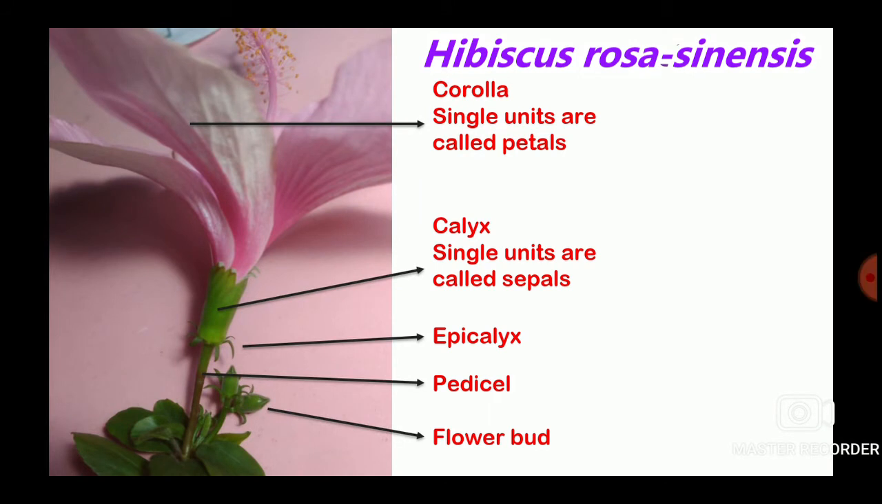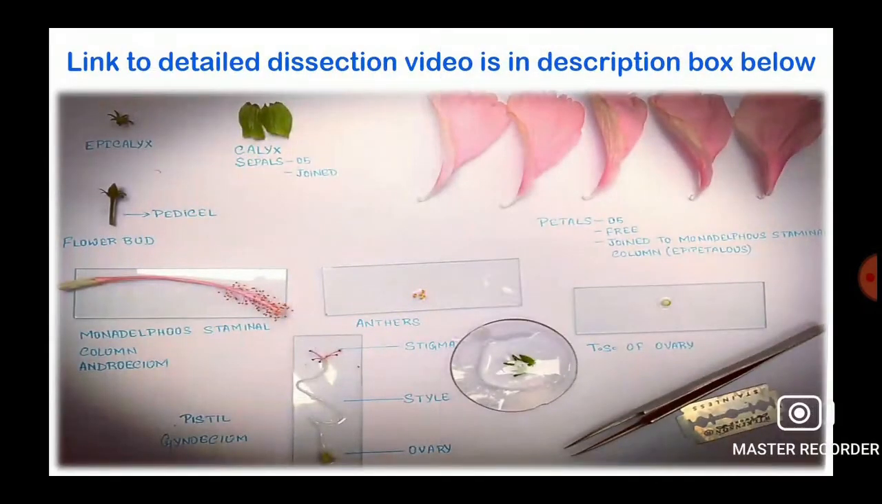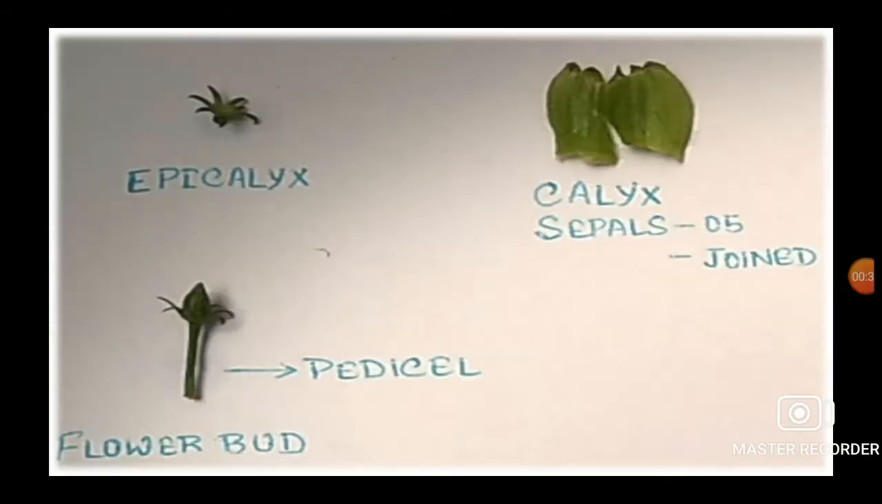But if we want to study the internal parts of the flower, then we will have to cut open the flower, and this process is known as dissection. So I have already dissected this flower, and I have uploaded a video on that as well on this channel. You can check out the link of that video in the description box below. So this was the final result after our dissection. I will try to explain all these parts to you here as well.